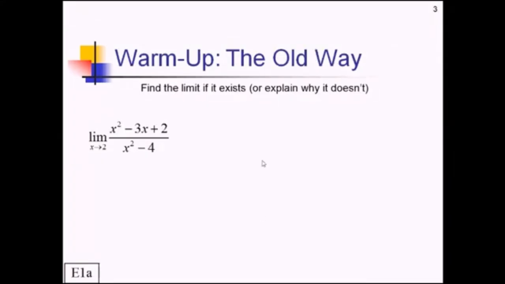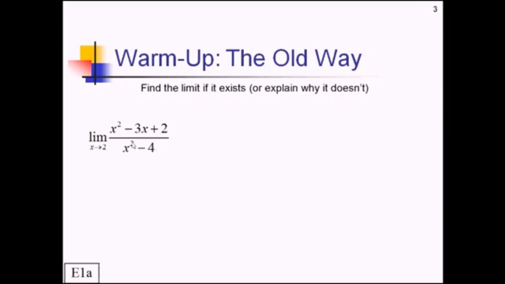Before we try finding limits of indeterminate forms with a new method, let's see if you still remember how to do it the old way. So pause the video and see if you can find this limit right here. Alright, so when we have a limit as x approaches a constant, we usually start by plugging the constant in to see if we get something useful.